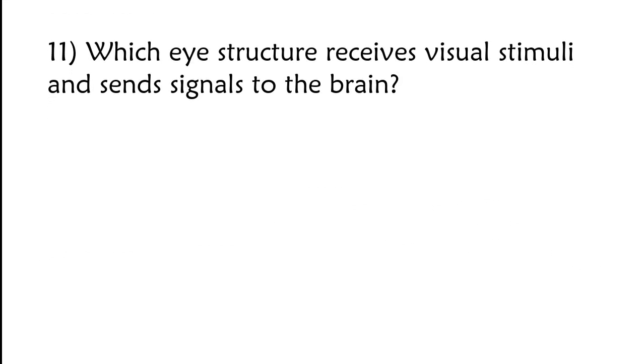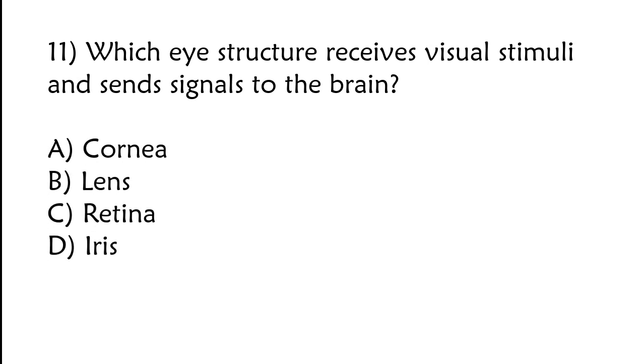Which eye structure receives visual stimuli and sends signals to the brain? Cornea, lens, retina, iris. The correct answer is option C, retina.